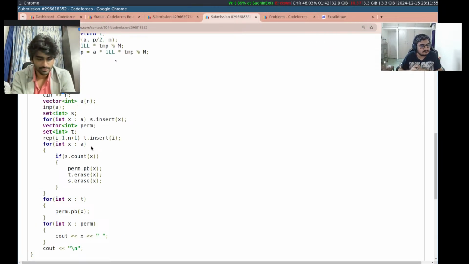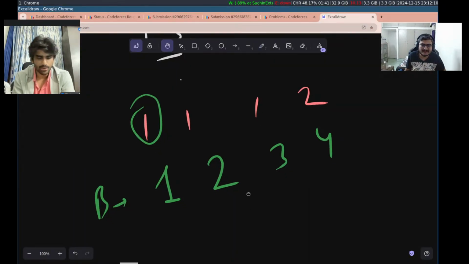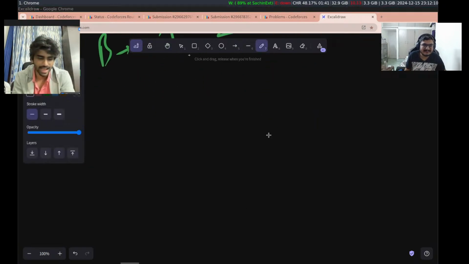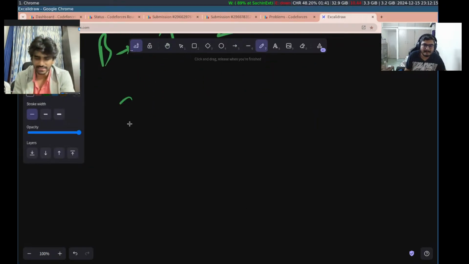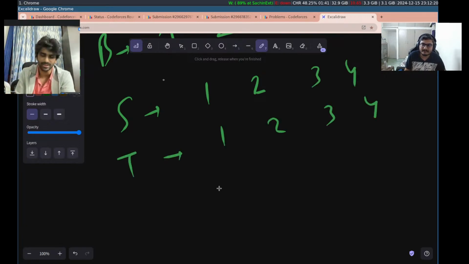Okay, I think it should be clear. The problem might be that I'm using a few macros, so maybe that's the problem. I think I can just dry run it once. How do I insert the remaining elements? Basically, I've used set t, and inside set t I have all the elements. Once I keep putting them into the permutation, I remove them from set t, and then I put everything in set t into the permutation. So that's that.